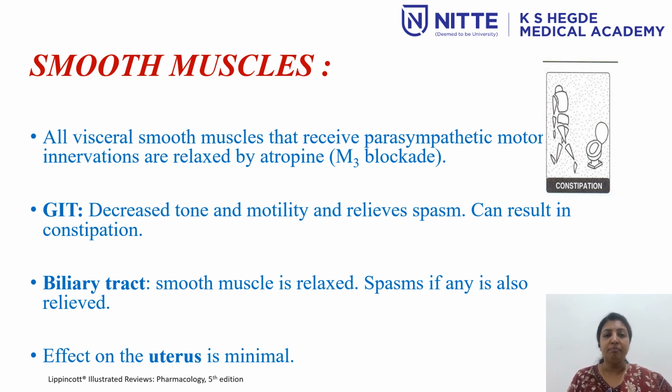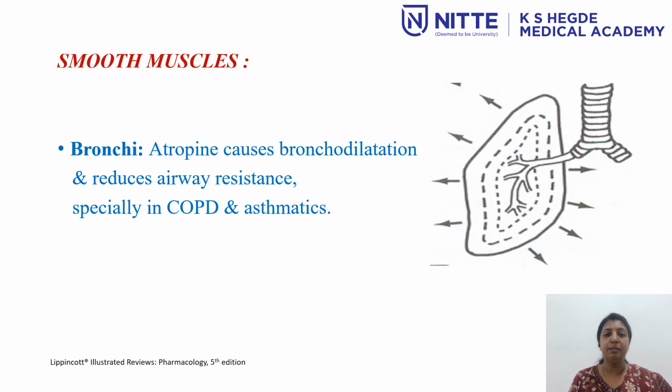In the GIT, it can decrease the tone and motility and can relieve spasm. So atropine and atropine substitutes are used as potent antispasmodic drugs. Sometimes it can result in constipation. In the biliary tract, smooth muscle is relaxed and spasm, if any, can be relieved. The effect on the uterus is very minimal with antimuscarinic drugs.